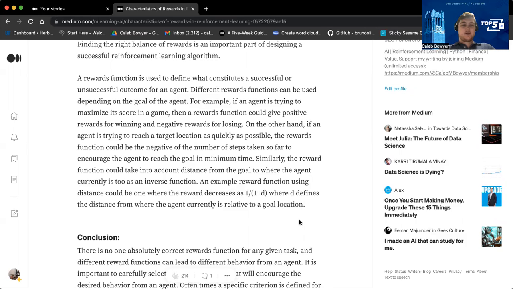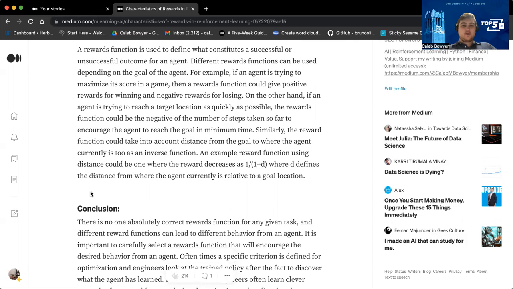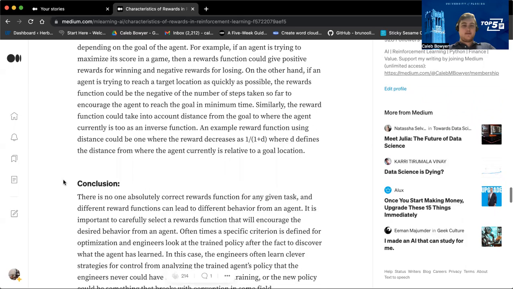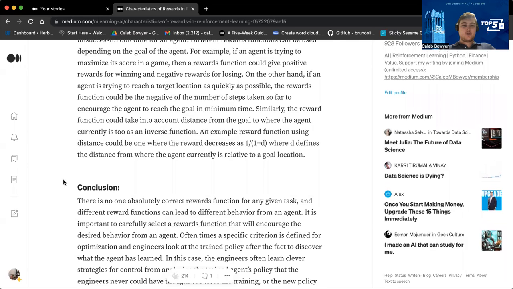On the other hand, if an agent is trying to reach a target location as quickly as possible, the rewards function could be the negative of the number of steps taken so far to encourage the agent to reach the goal in minimum time. Similarly, the reward function could take into account the distance from the goal to where the agent currently is, as an inverse function. As an example, a reward function using distance could be one where the reward decreases as 1 over 1 plus d, where d defines the distance from where the agent currently is relative to a goal location.